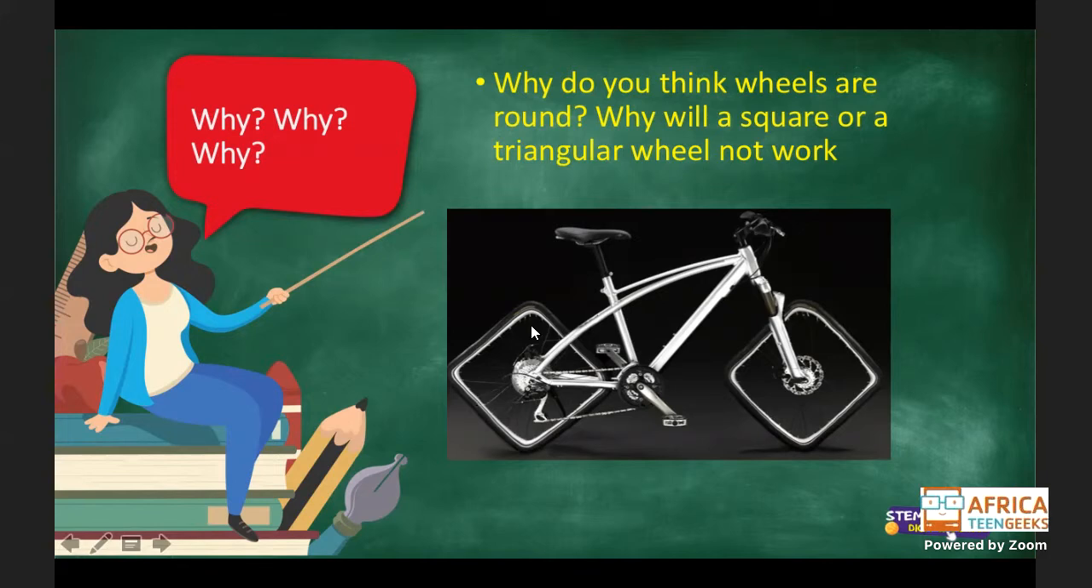Therefore, a bicycle like this will never ever work. And so these corners are going to make it difficult for someone to cycle. Therefore, round or circle wheels are always the best for a car or a bicycle. Okay. How did wheels and axles develop?